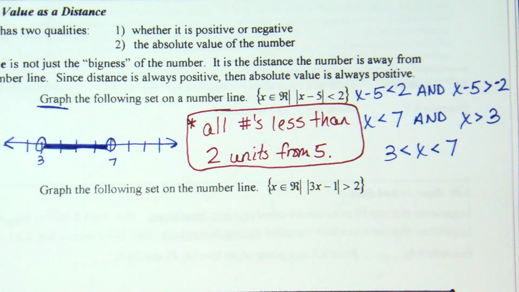Okay. Example 2. Now, the part that changes about example 2 is that 3x minus 1. But we can still do it. Trying to decide the best way to explain this.